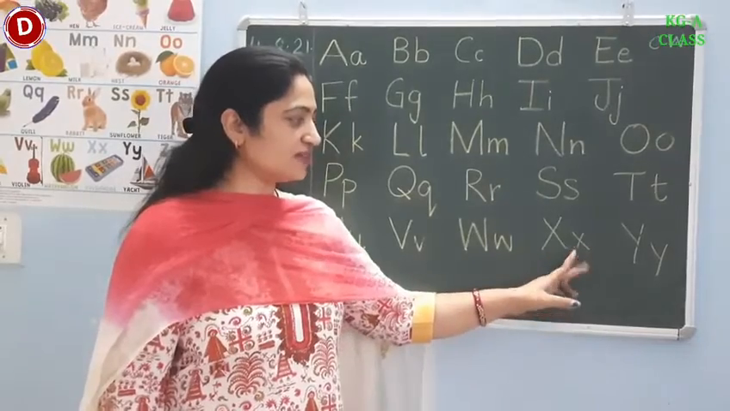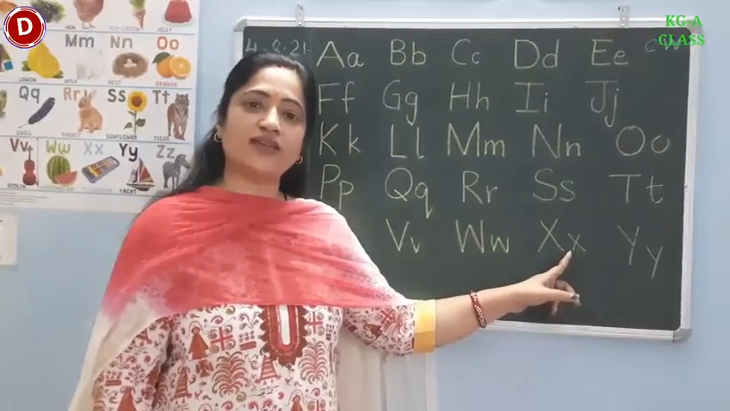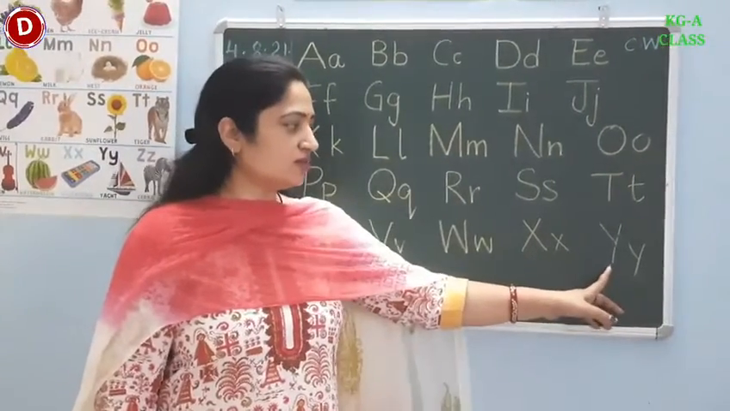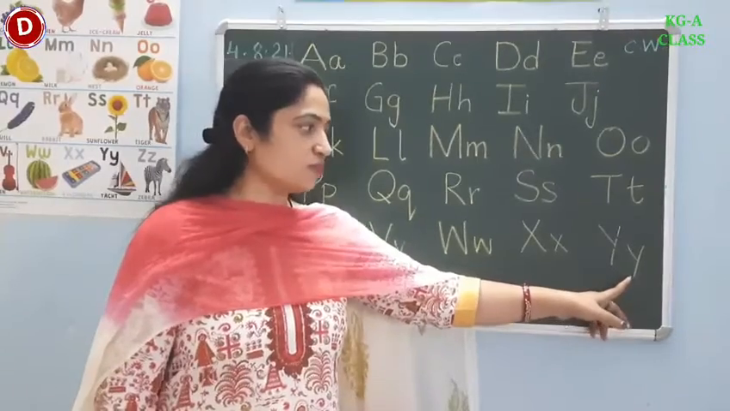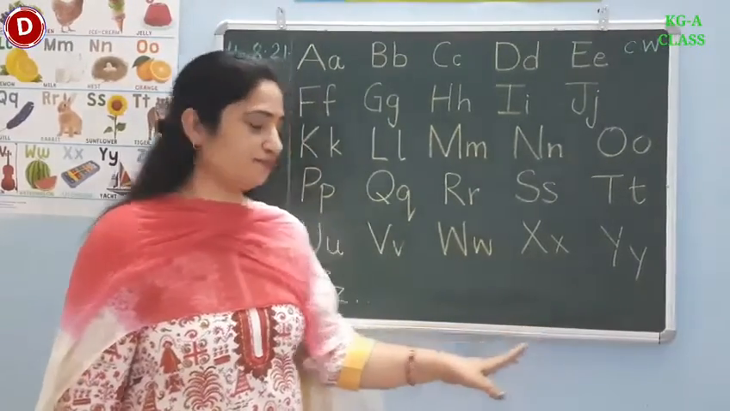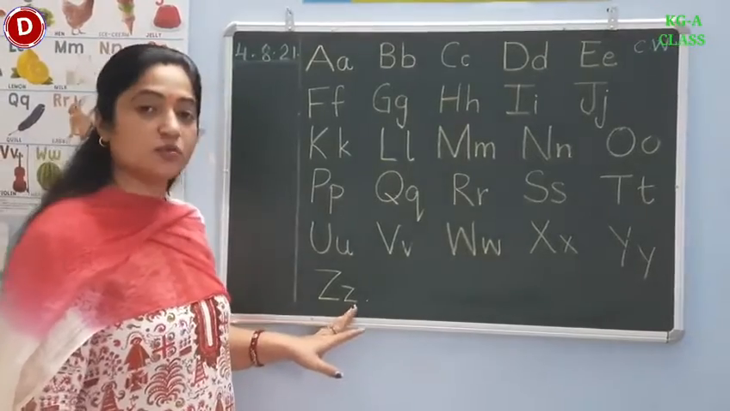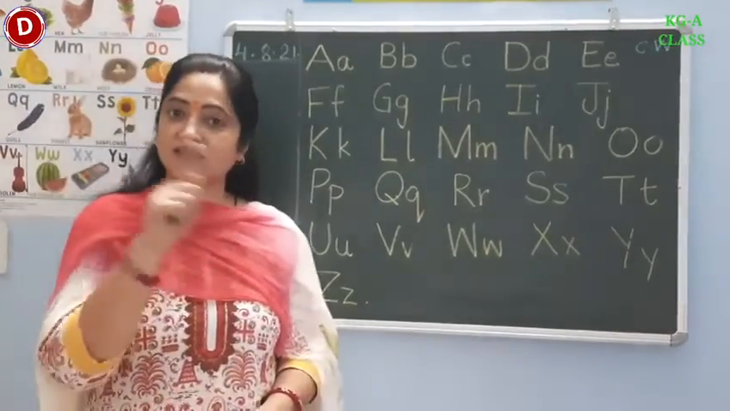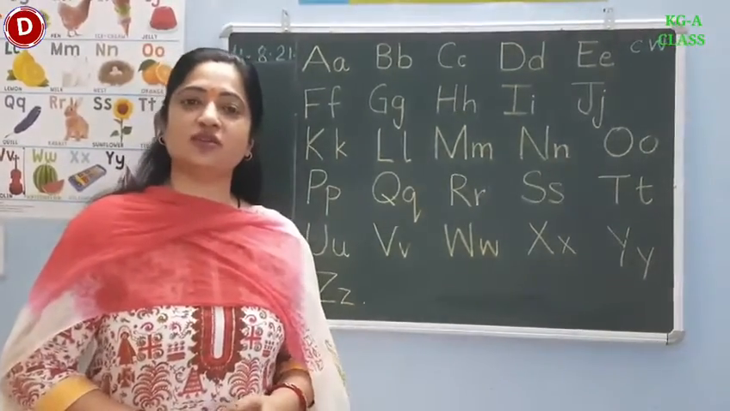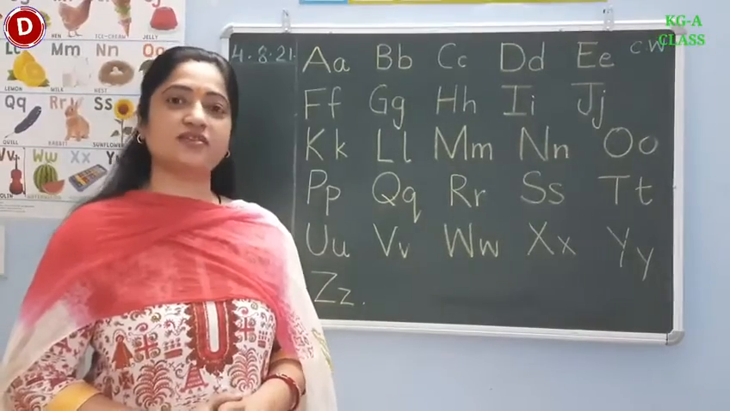Now comes X. This is capital X and this is small x. The sound of X is X only. Children, this is capital Y, small y. Y says year. Now comes the last letter, capital Z, small z. Z says Z. In this way, children, you have to learn songs and sounds of the letters A to Z.